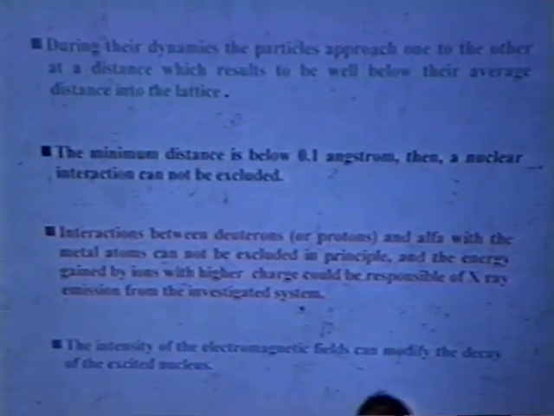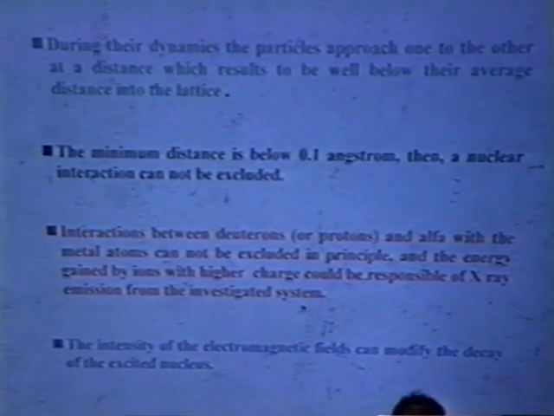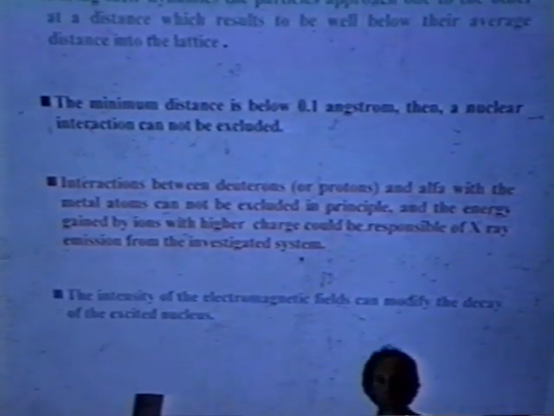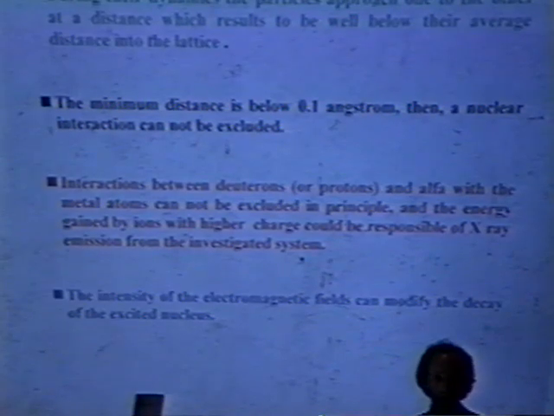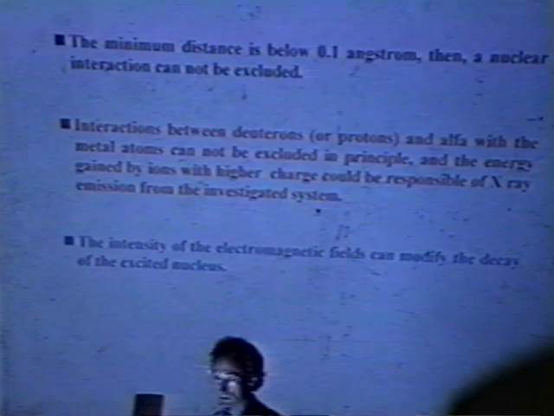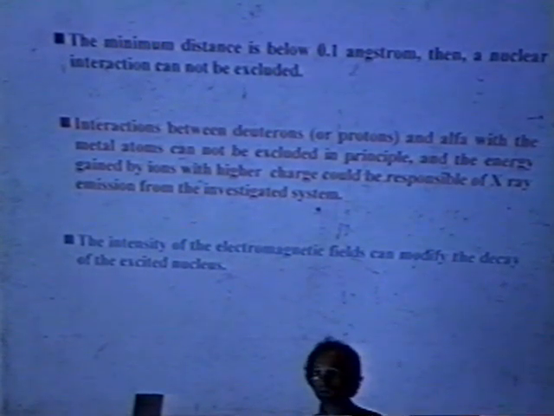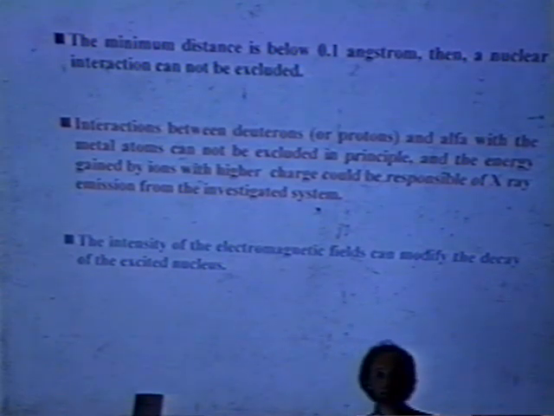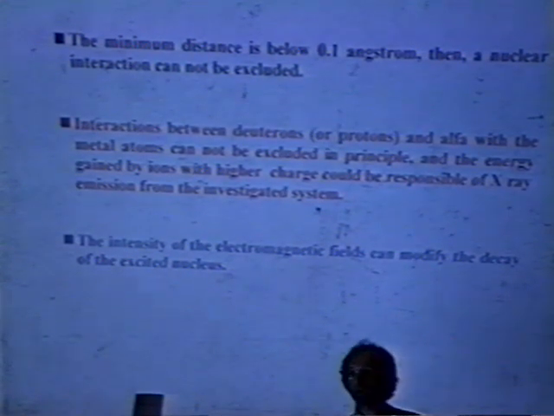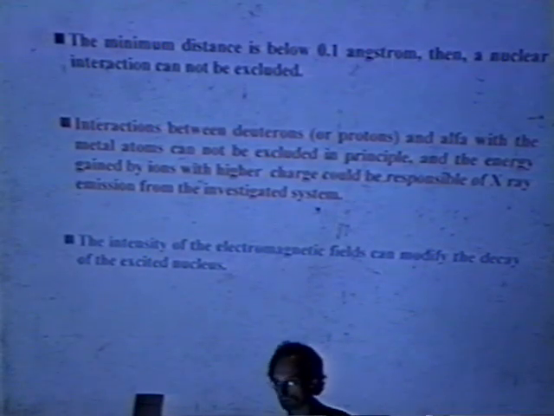Well, we cannot exclude in principle interaction between deuterons, between deuterons and protons, and host metal atoms. And we have to consider also that the electromagnetic field is very strong, so the electric field is in the order of 10 to the 15, 10 to the 14 volts per meter. So we can modify the reaction chart.